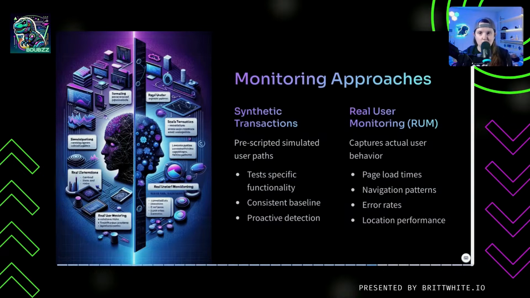Both of these methods work together. Synthetic testing establishes consistent baseline measurements for proactive issue detection, while RUM reveals any real-world user experience challenges. Together, they help maintain both security and performance.